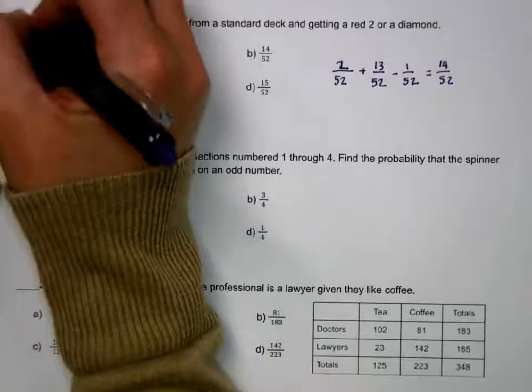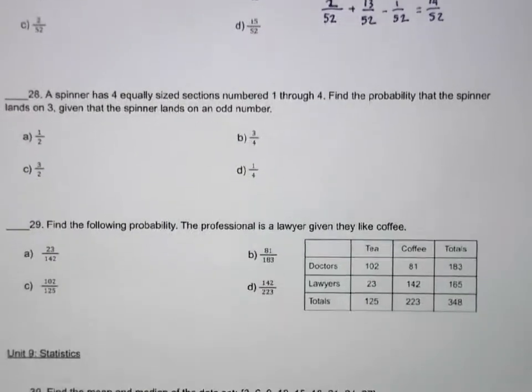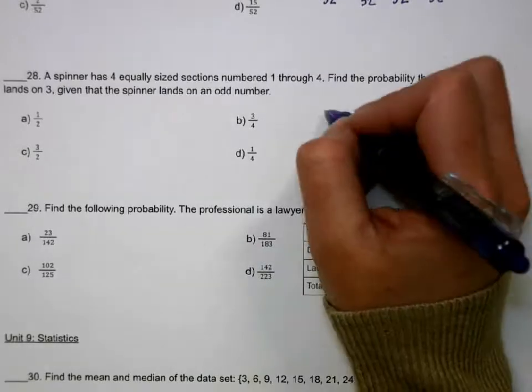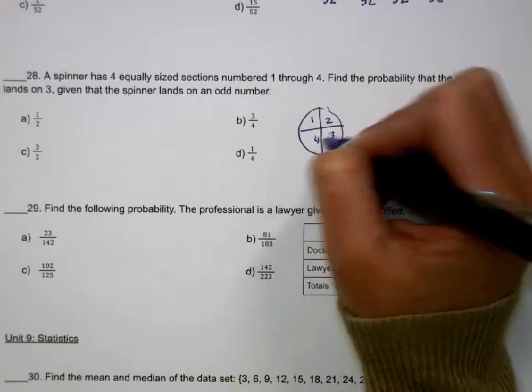Number 28, a spinner, it has 4 equally sized sections numbered 1 through 4. Find the probability that the spinner lands on 3 given it lands on an odd number. Well, if you've got a spinner and there's 4, 1, 2, 3, 4, 2 of them are odd, so it's going to be 1 out of those 2, which is A.